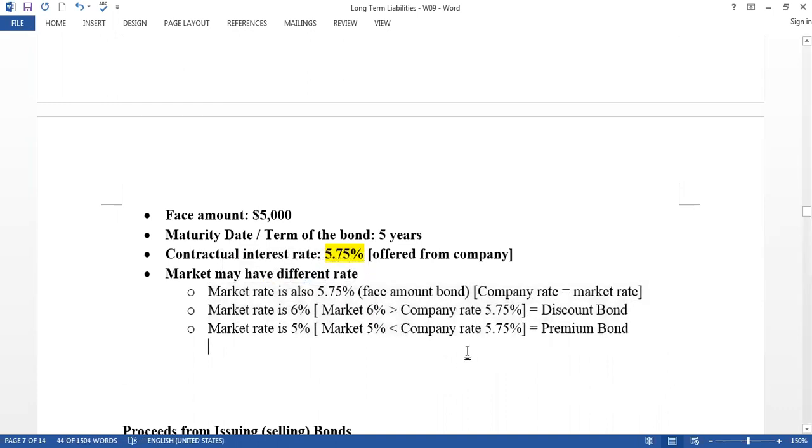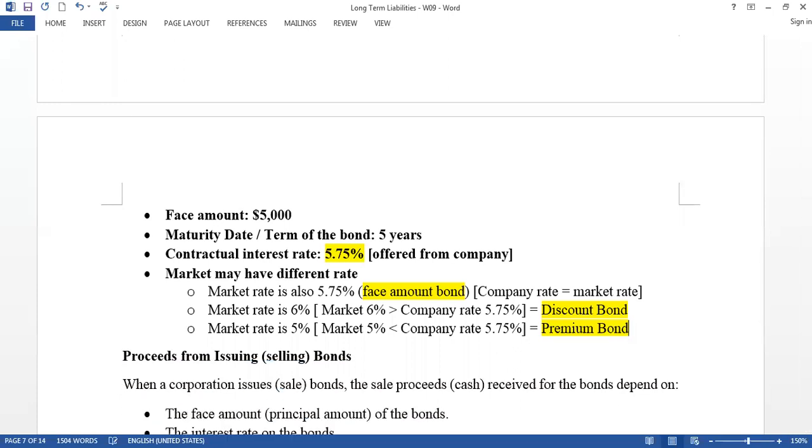So in this chapter, this is the important concept, because when you are going to solve a question, you have to figure out whether it is a face amount bond, whether it is a discount bond, or whether it is a premium bond. Based on this kind of information, you are going to use a different way to solve the question. So remember that in the question paper, it may not be mentioned whether it is a face amount bond, a discount bond, or a premium bond. You have to understand by yourself by applying this kind of knowledge.